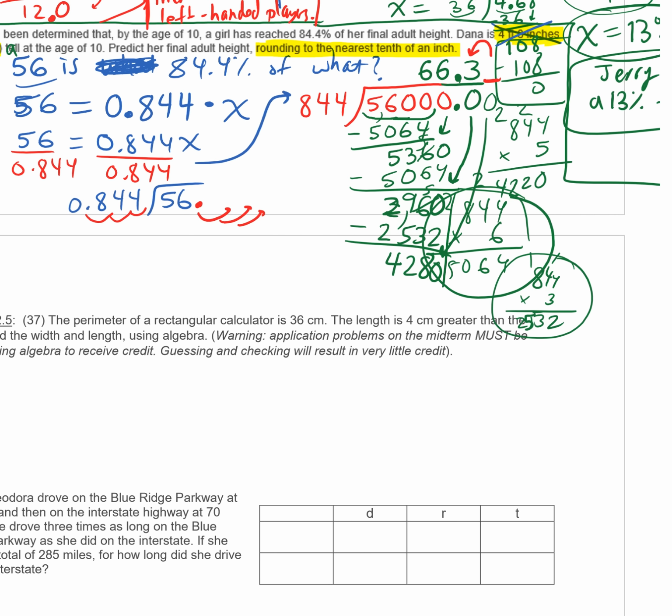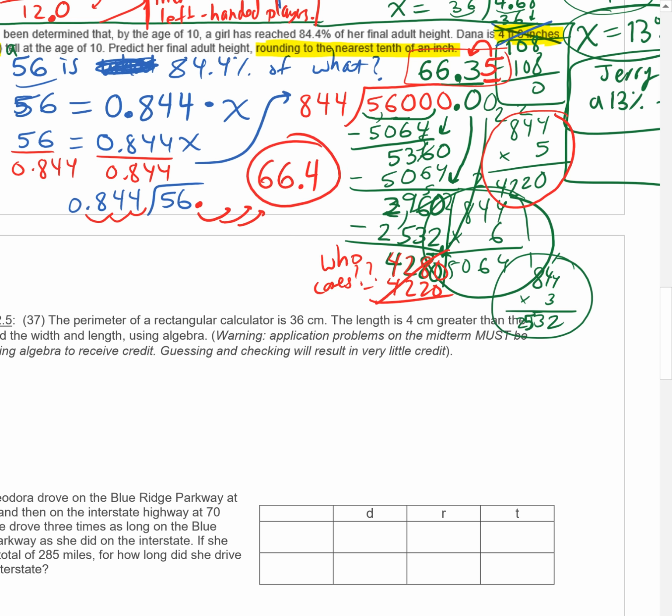I was thinking, what the heck? 844 last time into 4,280. Well, notice 844 times 5 was pretty close, 4,220, so I think that's the one. 5. And then I could subtract, but at this point, who cares? Because now I know what the answer is: 66.35, but that 5 is large enough to round the 3 up to a 4. So it'd be 66.4 inches.